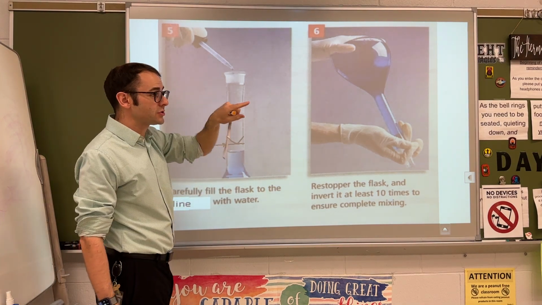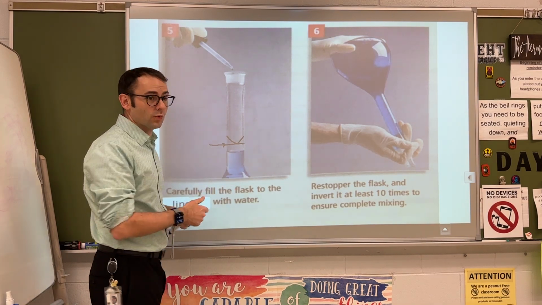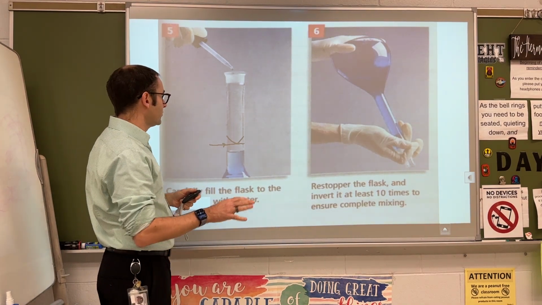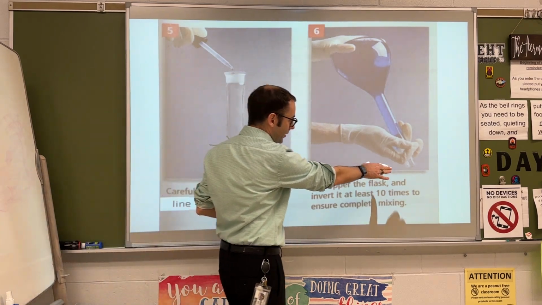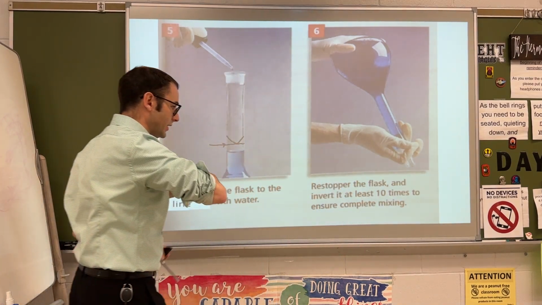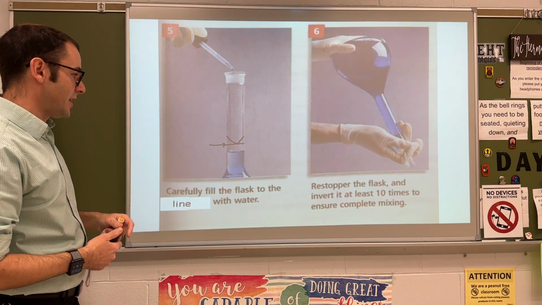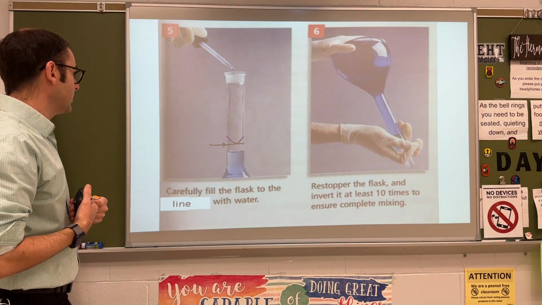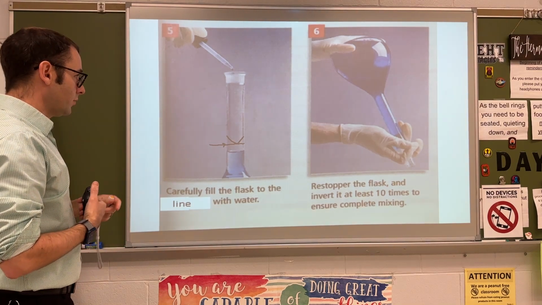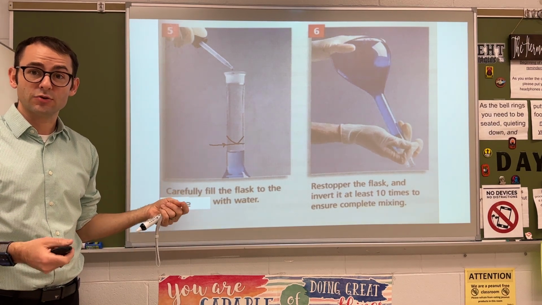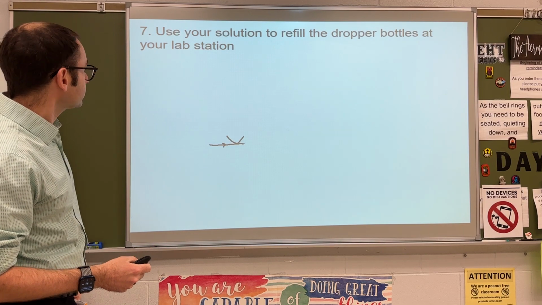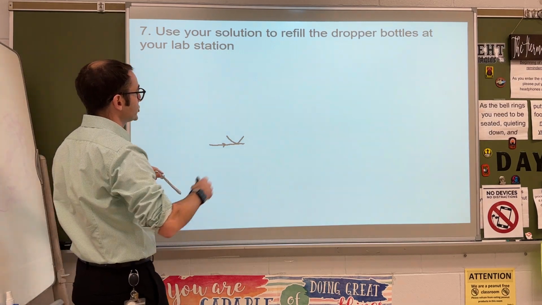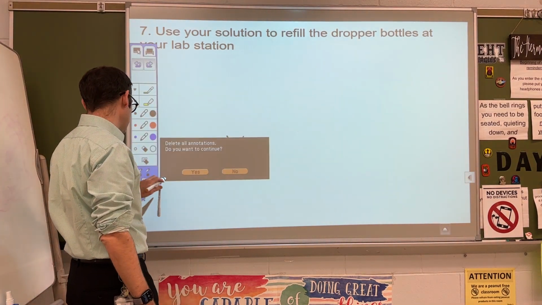For this, we're going to use those little squirt bottles that have the distilled water in them, all right? So just like we've done before, we'll use that. Get that to the line. We'll put a cap on it, and then this time we'll rotate it. It says inverted at least 10 times to ensure complete mixing. All right, and then we have our solution. All right, that's our solution. Everybody's okay with that? Yeah? Okay, cool. And then we'll use our solution to refill some dropper bottles or whatever we need it for the lab.